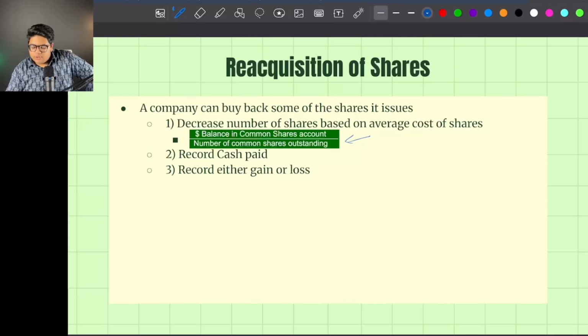Next up, you need to record the cash paid. So when you are buying back some of the shares, you are paying cash in exchange for the shares. So you need to record that credit of cash. And step 3, you need to record whether it's a gain or loss. If you buy back shares for more than they were when you issued them, it's a loss, and vice versa if it's a gain.